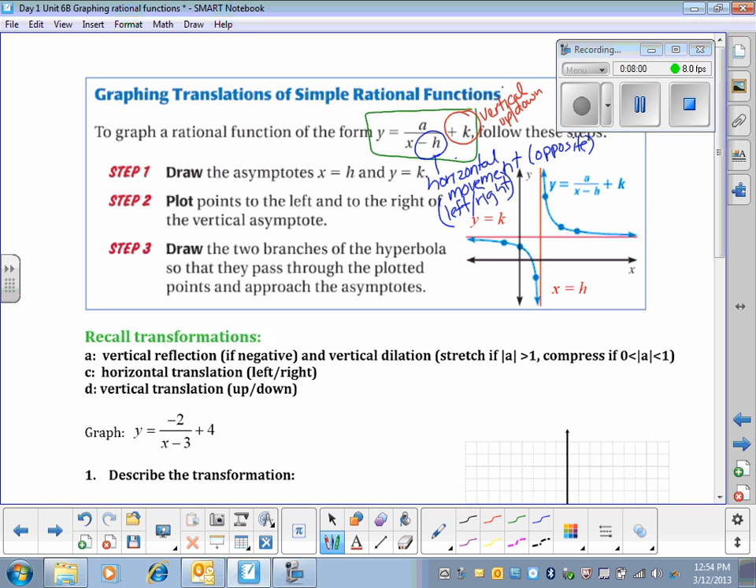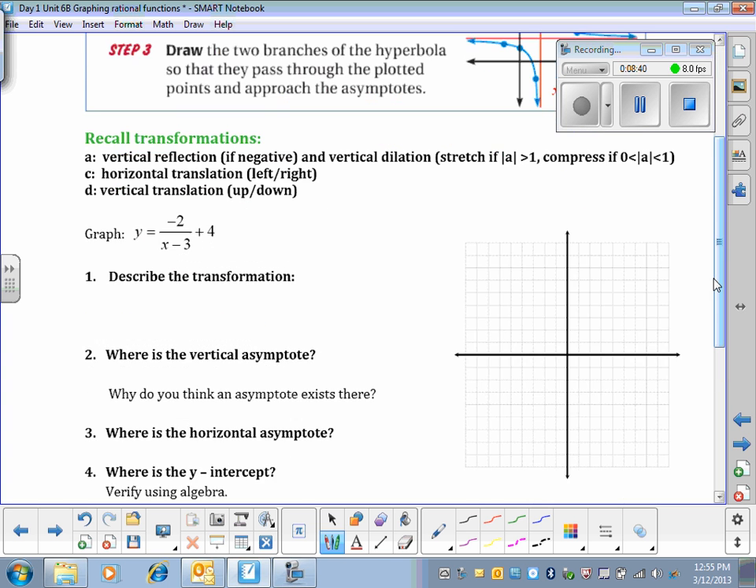And then we just found out what A tells us. What does A tell us? If it's negative, it reflects. Good. So it tells us it reflects, or it tells us which quadrants it's going to be in, right? Okay, ready? Have you got that? Alrighty.